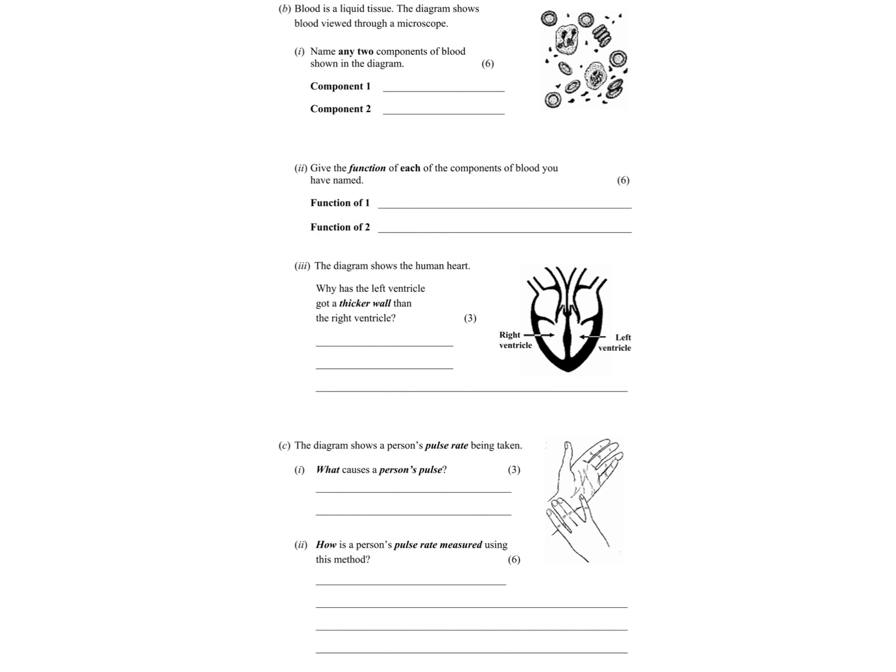So the question here says, blood is a liquid tissue. The diagram shows blood viewed through a microscope. Name any two components of blood shown in the diagram. So one of the components there could be the red blood cells, and we're also going to say our white blood cells. You could have mentioned the platelets there as well. So give the function of each of the components of the blood you have named. So red blood cells carry oxygen, and white blood cells fight infection or fight disease. If you said the platelets, you can say that they clot the blood.